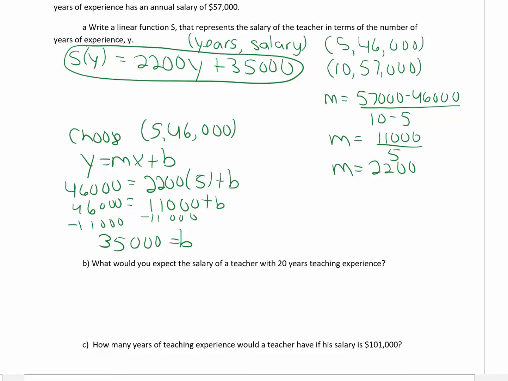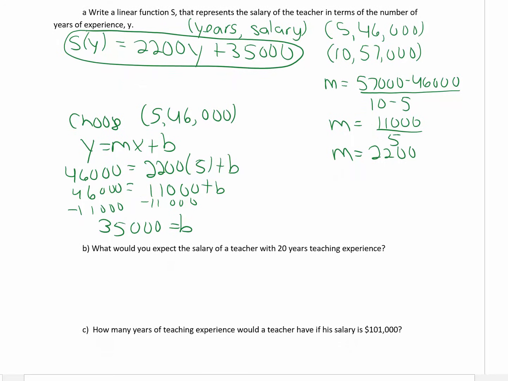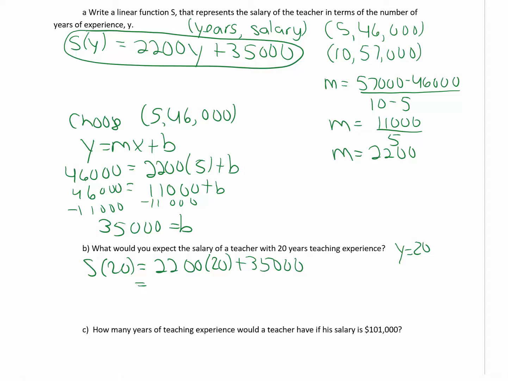Okay. Part B, what would you expect the salary of a teacher with 20 years experience? So this is y equal to 20. So s of 20. And this will simplify as this. So 79,000. So you would expect a teacher's salary to be $79,000 when they have 20 years of teaching experience.